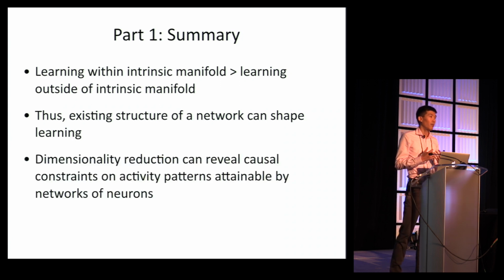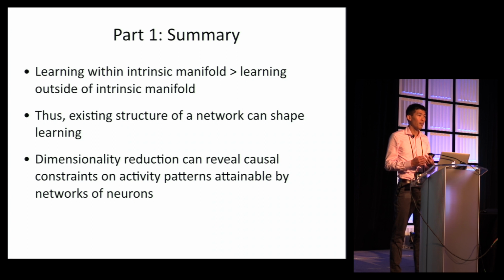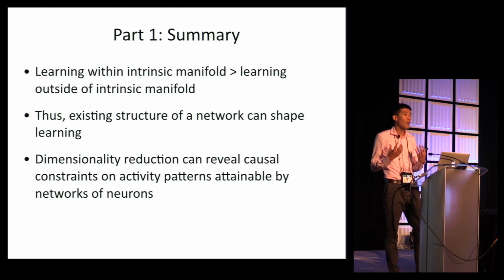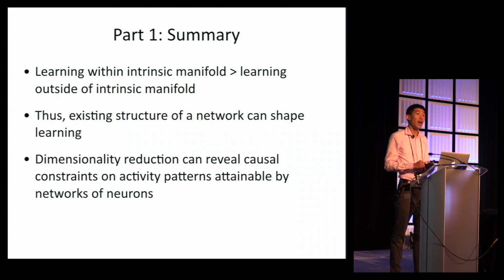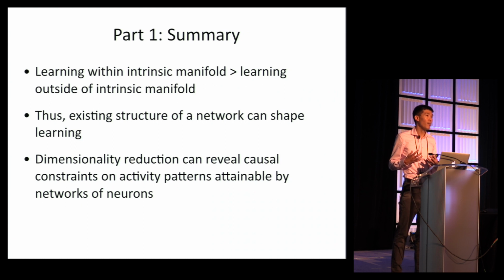We use dimensionality reduction in this study, and there have been many studies that have used dimensionality reduction to visualize population activity and to create hypotheses. And in this study, we used dimensionality reduction and took a step further, by incorporating dimensionality reduction into the experimental design to reveal causal constraints on the activity patterns that a population of neurons is able to produce.